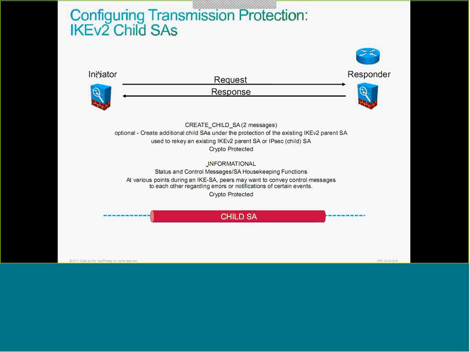But in IKEv2, like I mentioned, they go ahead and configure child SA. It's not a separate SA that you're configuring, or a separate SA that needs to be negotiated out here. Within the parent SA itself, it's going to negotiate another SA. That is what is called a child SA, which is a set of 2 messages again. So what it really does is, it creates an additional child SA under the protection of the existing parent SA. That is typically used to rekey or re-authenticate or renegotiate parameters at certain intervals of time.